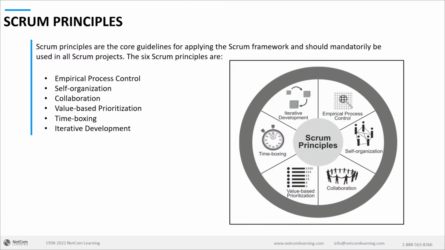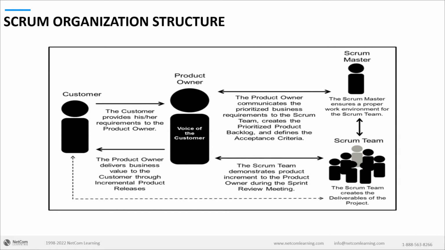Scrum principles. Scrum primarily focuses on 6 principles. These are empirical process control, self-organization of teams, collaboration, value-based prioritization, time boxing, and iterative development. Roles that are being involved here. Primarily within the project team, it's going to be the product owner, the Scrum Master, and the Scrum team, or the development team.